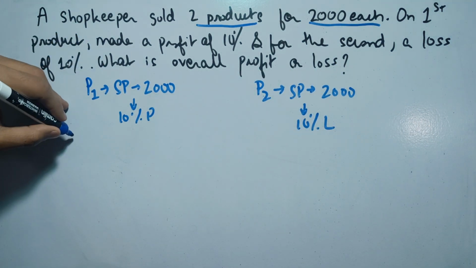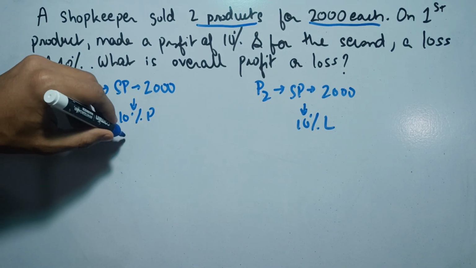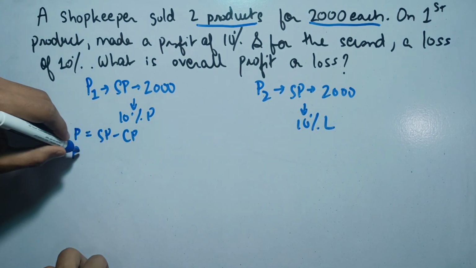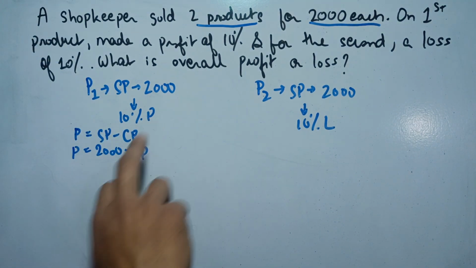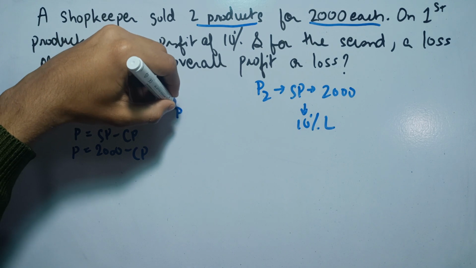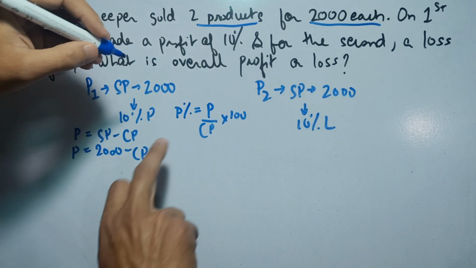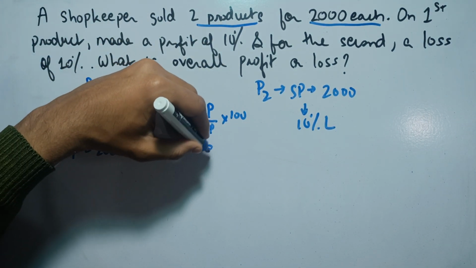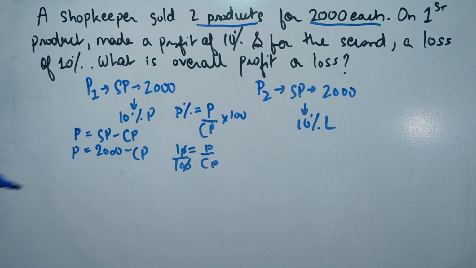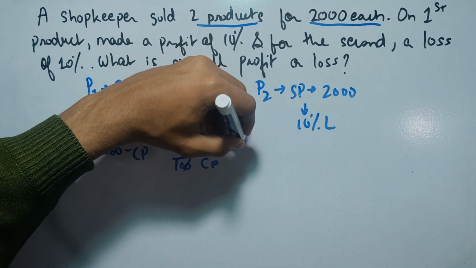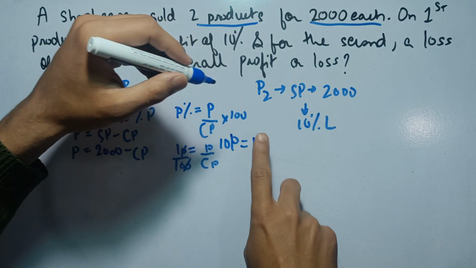It's given that the selling price is 2000 and he has made a profit. So how can we calculate profit? That is selling price minus cost price. We know that selling price is 2000. We don't know the cost price. Now we know that profit percentage is 10%. The formula for profit percentage is P upon CP into 100. So 10% equals P upon CP, which comes out to be 1 by 10. This means CP is equal to 10P.